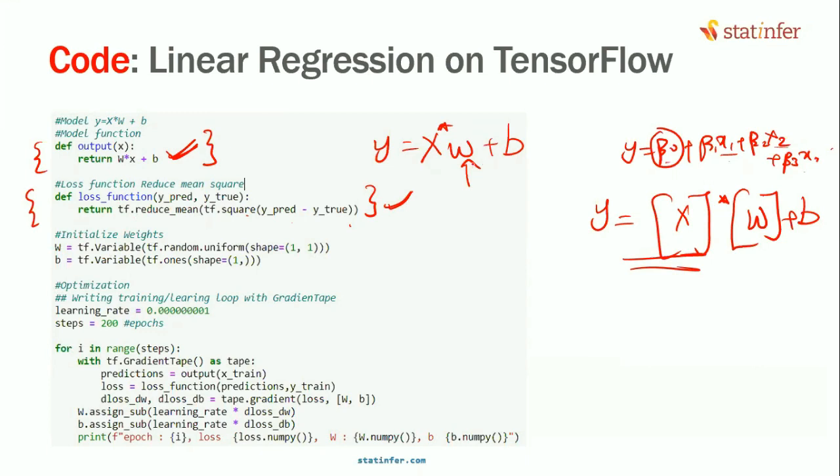You initialize the W values, you initialize the B value, which means initialization of the weights. Then you define something called learning rate or the steps. We are going to come to learning rate later on. Then try to solve this whole problem using this gradient descent method.